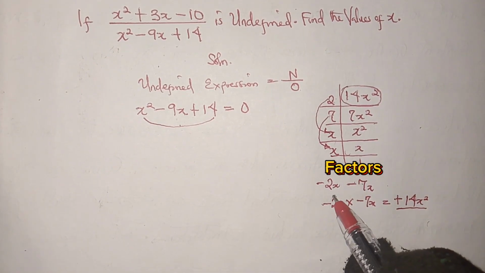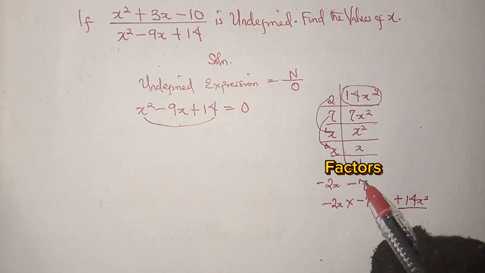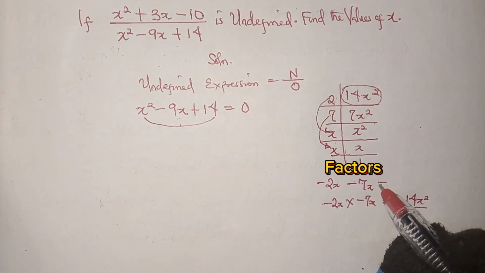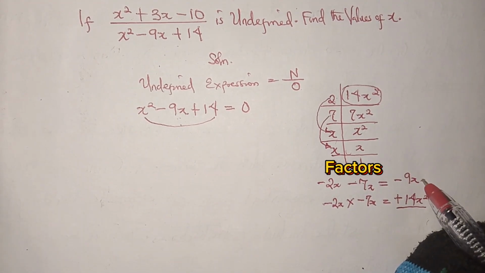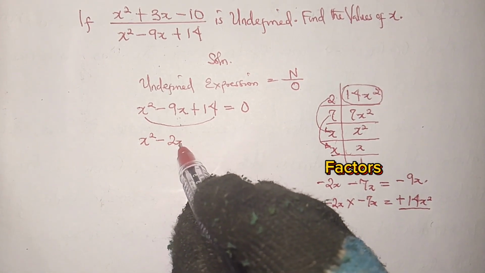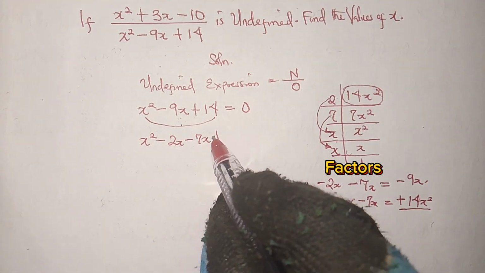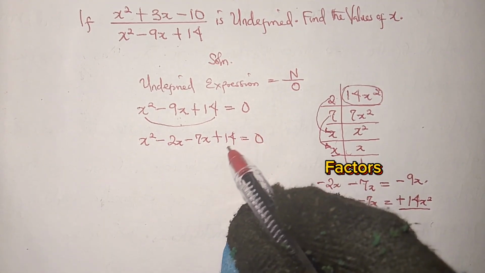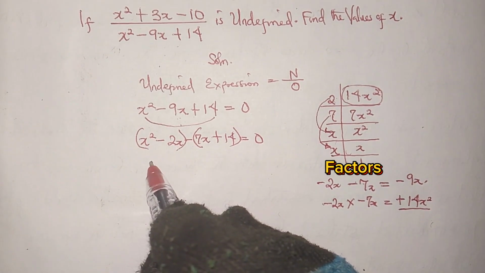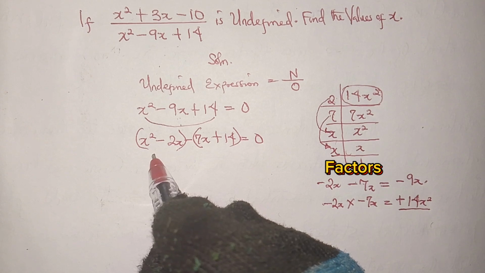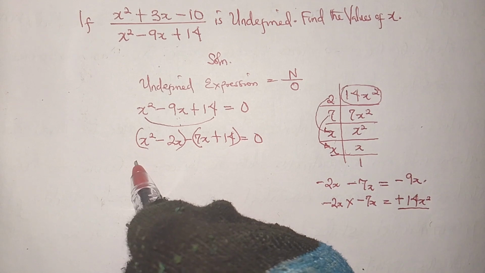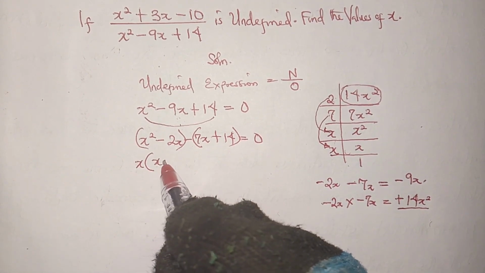So we can now substitute the value of minus 2x minus 7x in place of the minus 9x, because this equals minus 9x. So let's substitute it there. So we are now having x squared minus 2x minus 7x plus 14 equals 0. We can now group them each. If we group them, we'll now take the common factor in each of the brackets that we just grouped. In the first bracket here, x is common. So x out, we are having x minus 2.